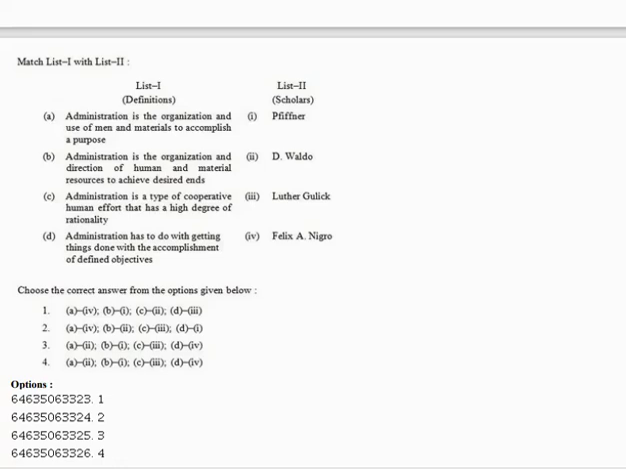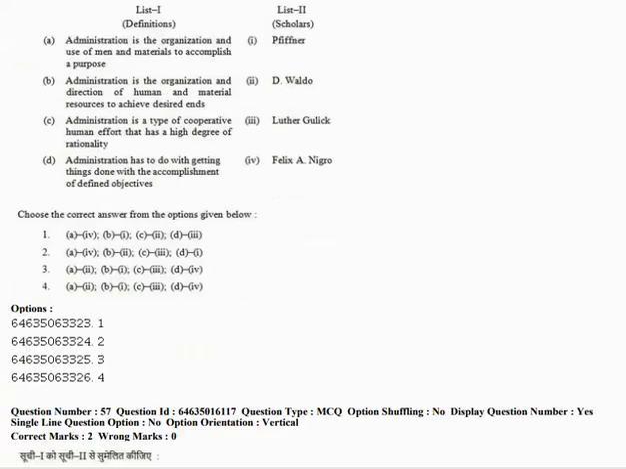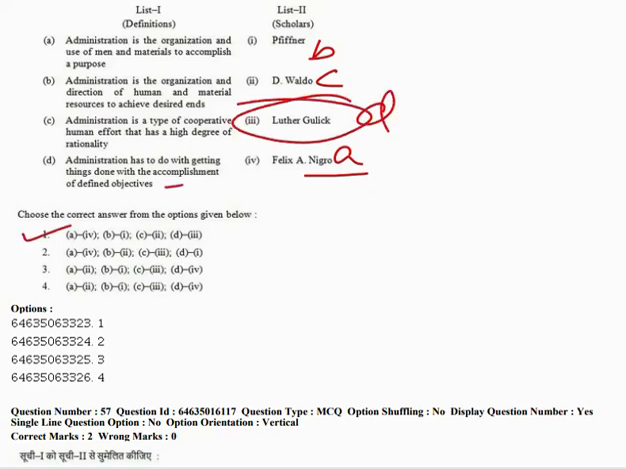Question 57: match the definitions to the scholars. Administration is the organization and use of men and material to accomplish a purpose, this was said by Nigro. Administration is the organization and direction of human and material, it is Finer. Administration is a type of cooperative human effort that has a high degree of rationality, this one is Waldo. Administration has to do with getting things done with accomplishment of the defined objective, Luther Gulick. Option 1 is the correct answer.